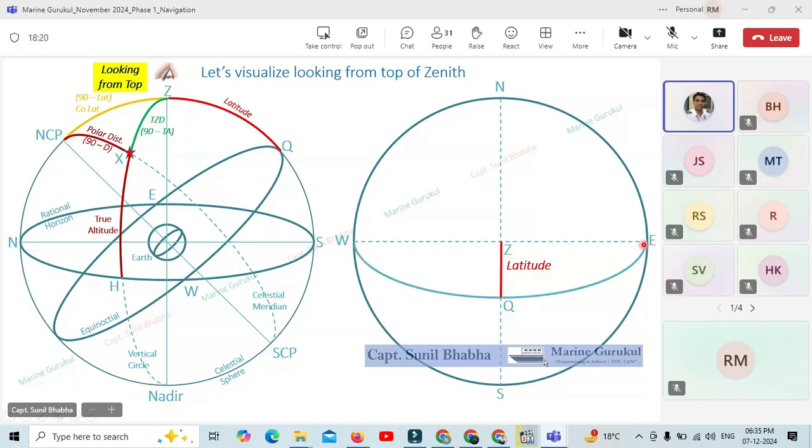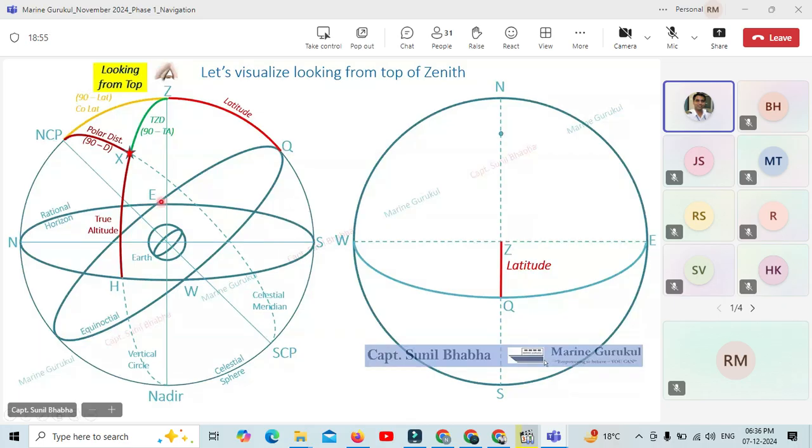So let us do that. You see W joined with Q joined with E gives us the equinoctial. So this WQE represents the equinoctial in our rational horizon diagram. This WQE you can see here in the celestial sphere diagram. This is point W going up to point Q, going up to point E. Only this part of the rational horizon will be visible to you.